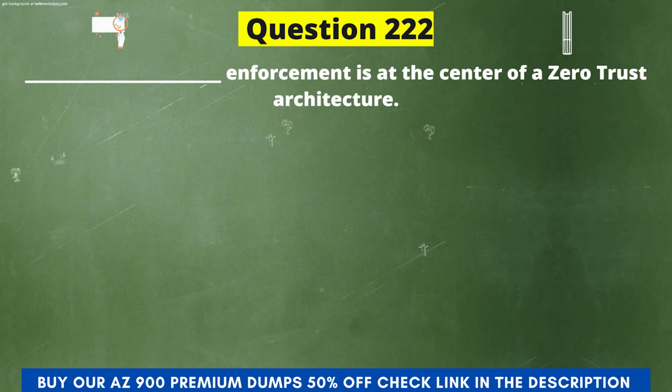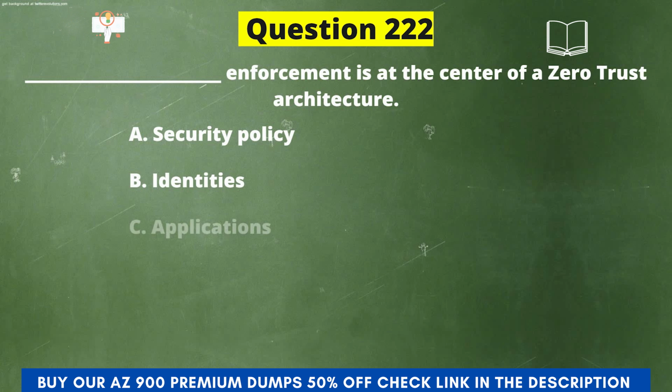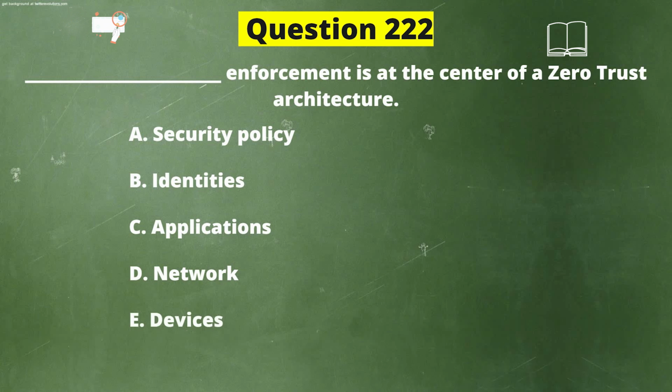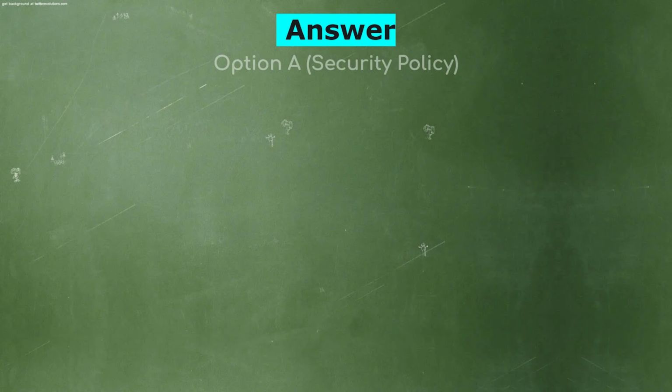Enforcement is at the center of a zero-trust architecture. And the options are A. Security policy, B. Identities, C. Applications, D. Network, E. Devices, F. Data. And the correct answer is option A.